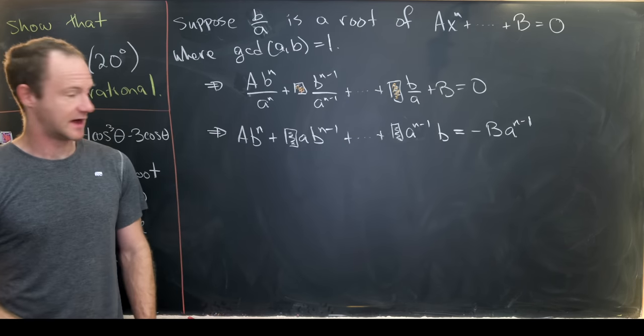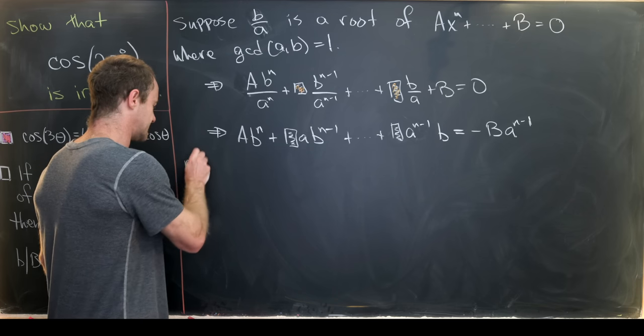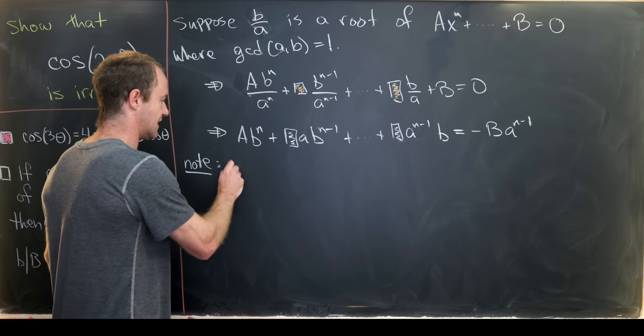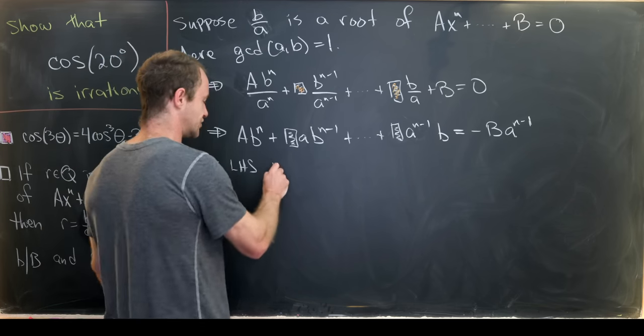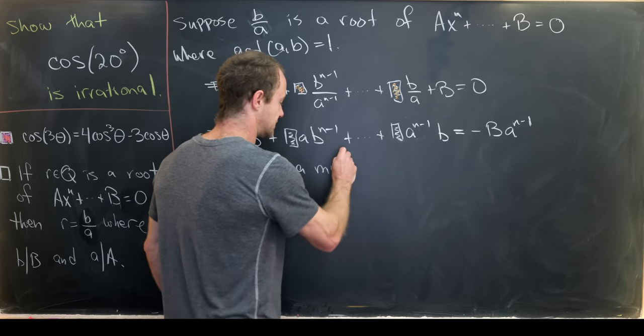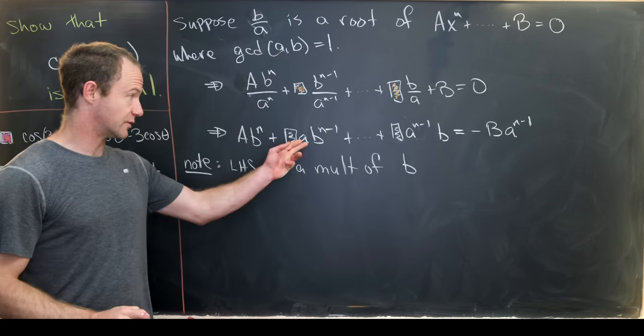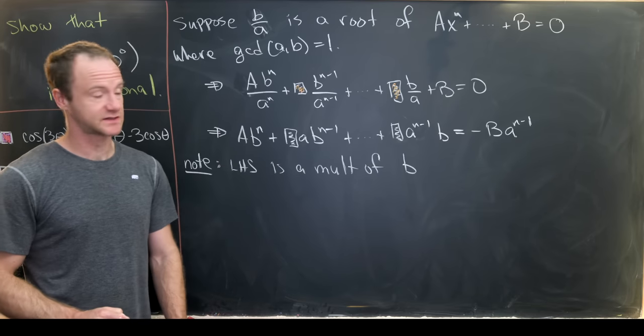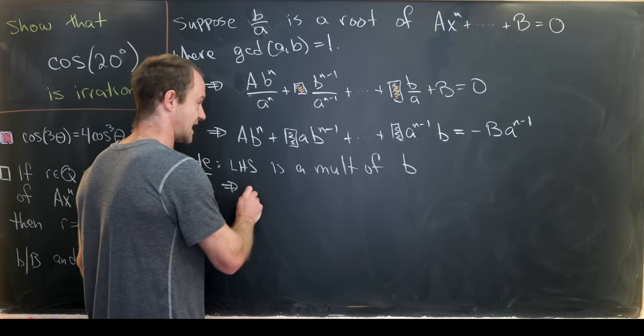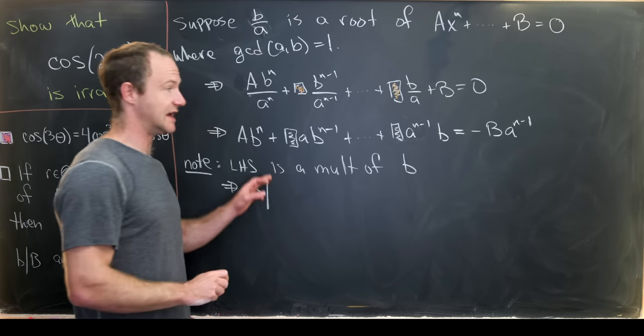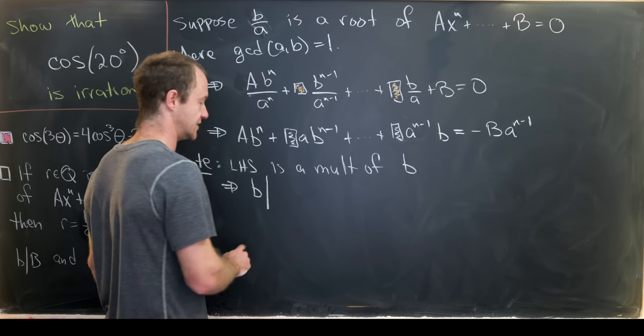So we have something like that. But now let's notice something real quick. Let's notice that the left-hand side of this equation is a multiple of little b. So that's pretty clear. We can factor out a little b from this. But that tells us that b must divide the right-hand side of this equation.